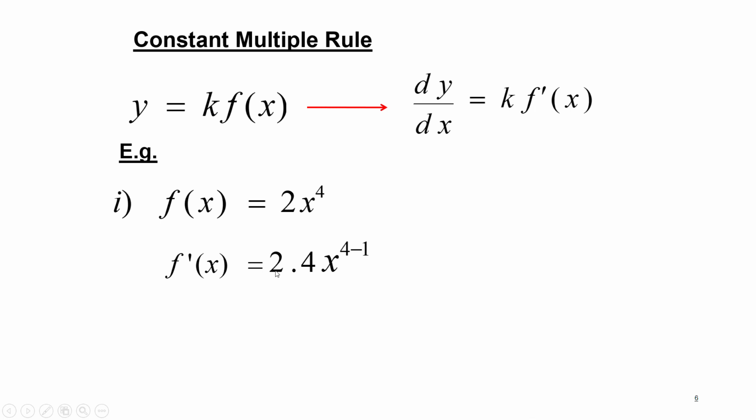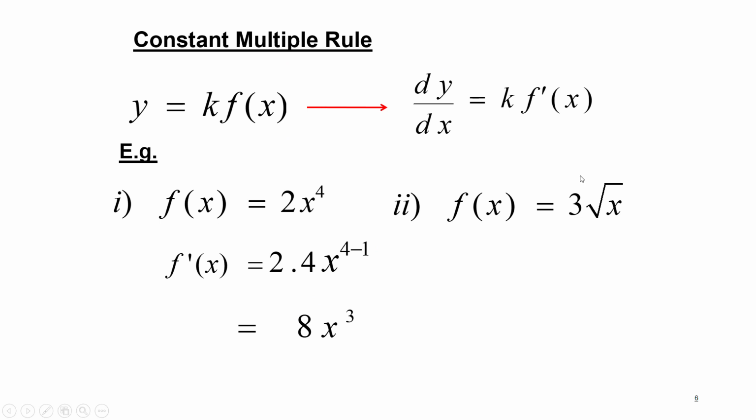So now we have to simplify this. This 2 times 4 becomes 8, and this x is just here. Sorry, 4 times 2 is 8, this x is just here, and 4 minus 1 is 3. So your result is 8x cube. Now this is when we have a constant multiplied to a function. That is why it's called constant multiple rule.